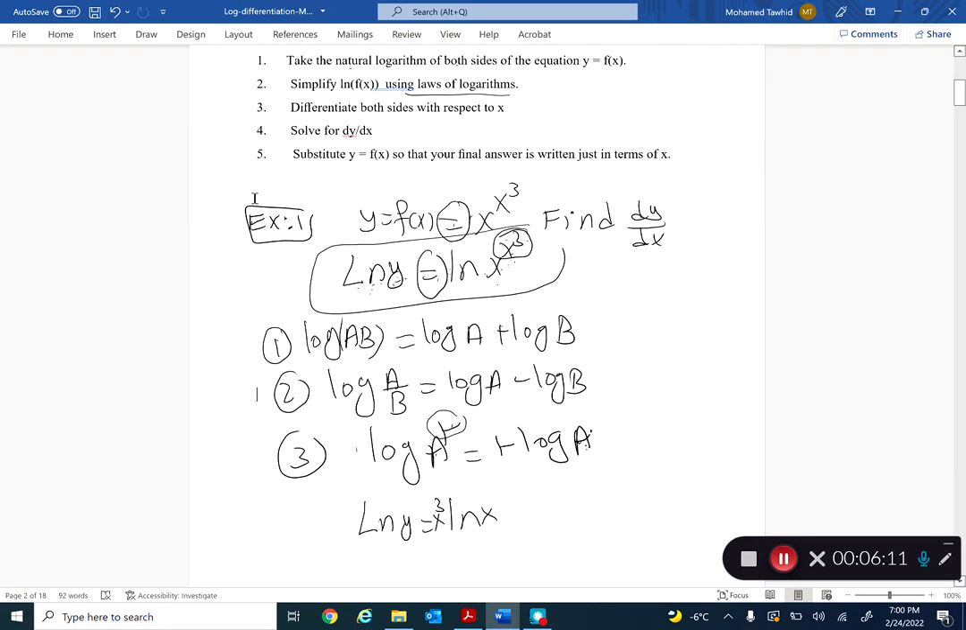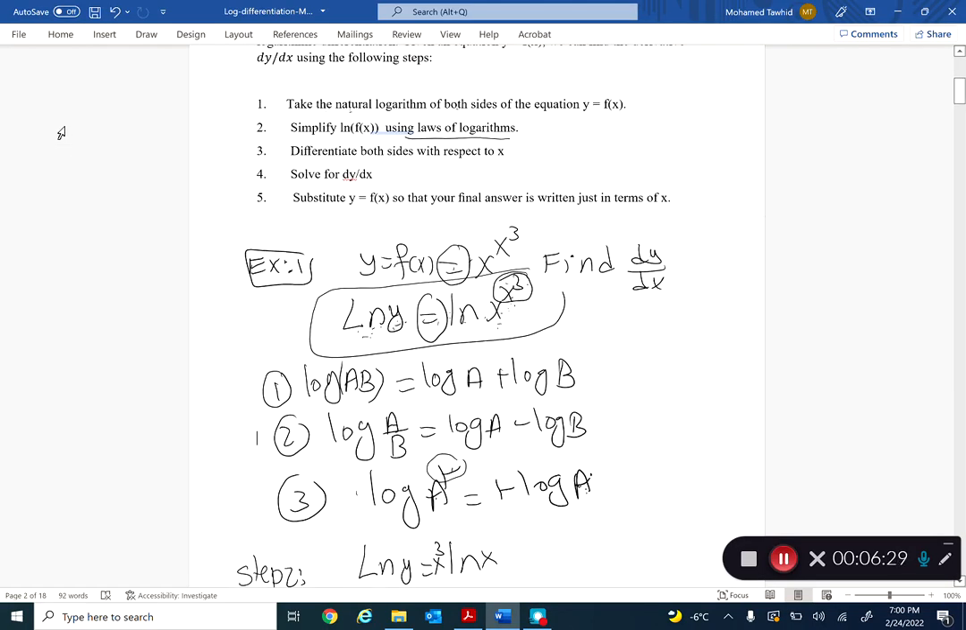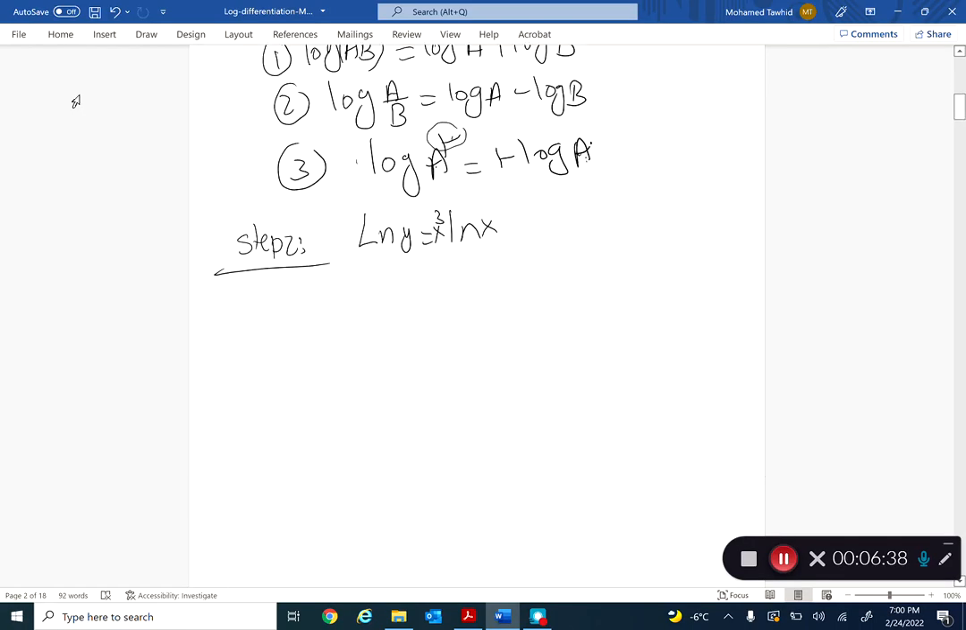What is step number 3? What did I do so far? In step number 1, I took natural log of both sides. In step number 2, I simplified using the law of log. Step number 3, I have to take the derivative with respect to x.